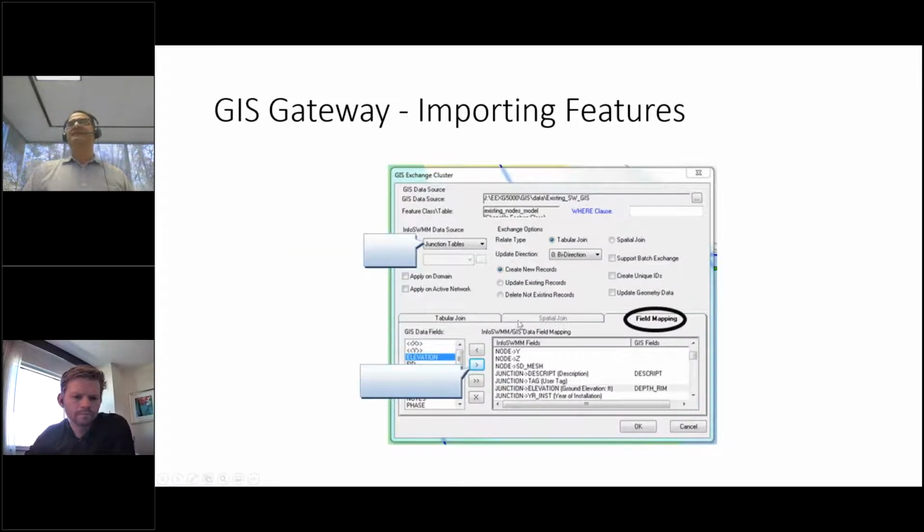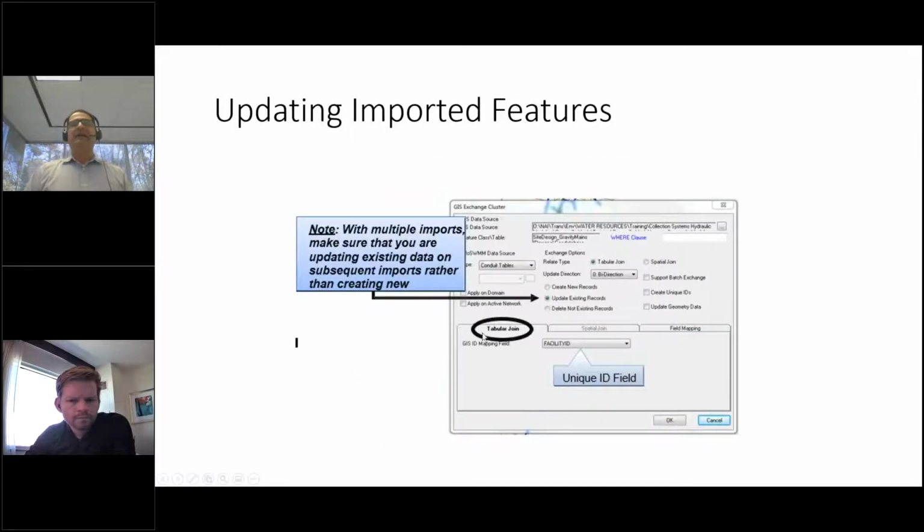So if you see here, there are several tabs, 3 tabs: table join, the spatial join, and the field mapping. And I've always used the table join. Basically, that's why the ID is important to me. In this case, it's the Conduits table. The tabular join is on the facility ID. That's what my unique ID is, and that's what I need to check before I start the import, before I move into the model. And then after that, we start with the field mapping once we know which ID.